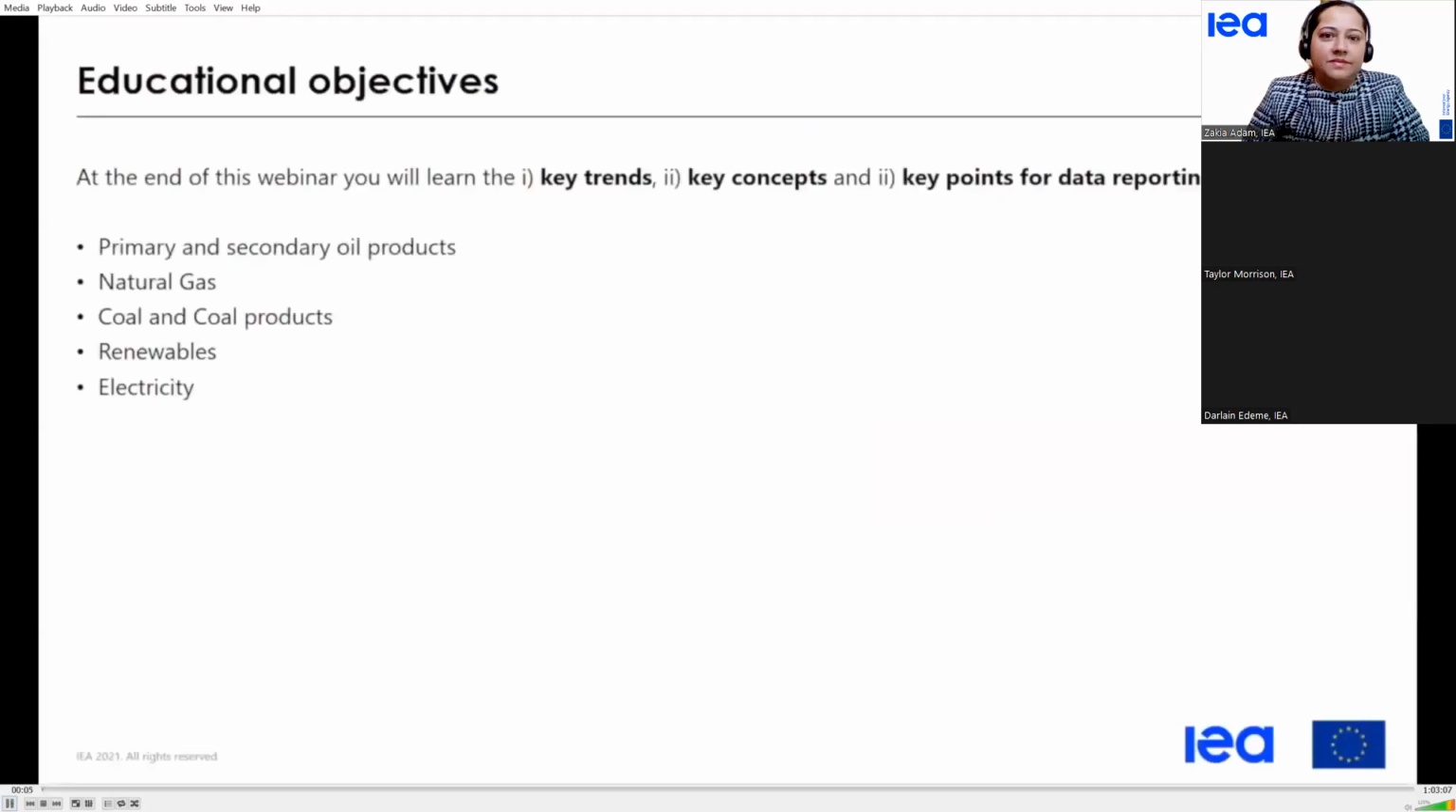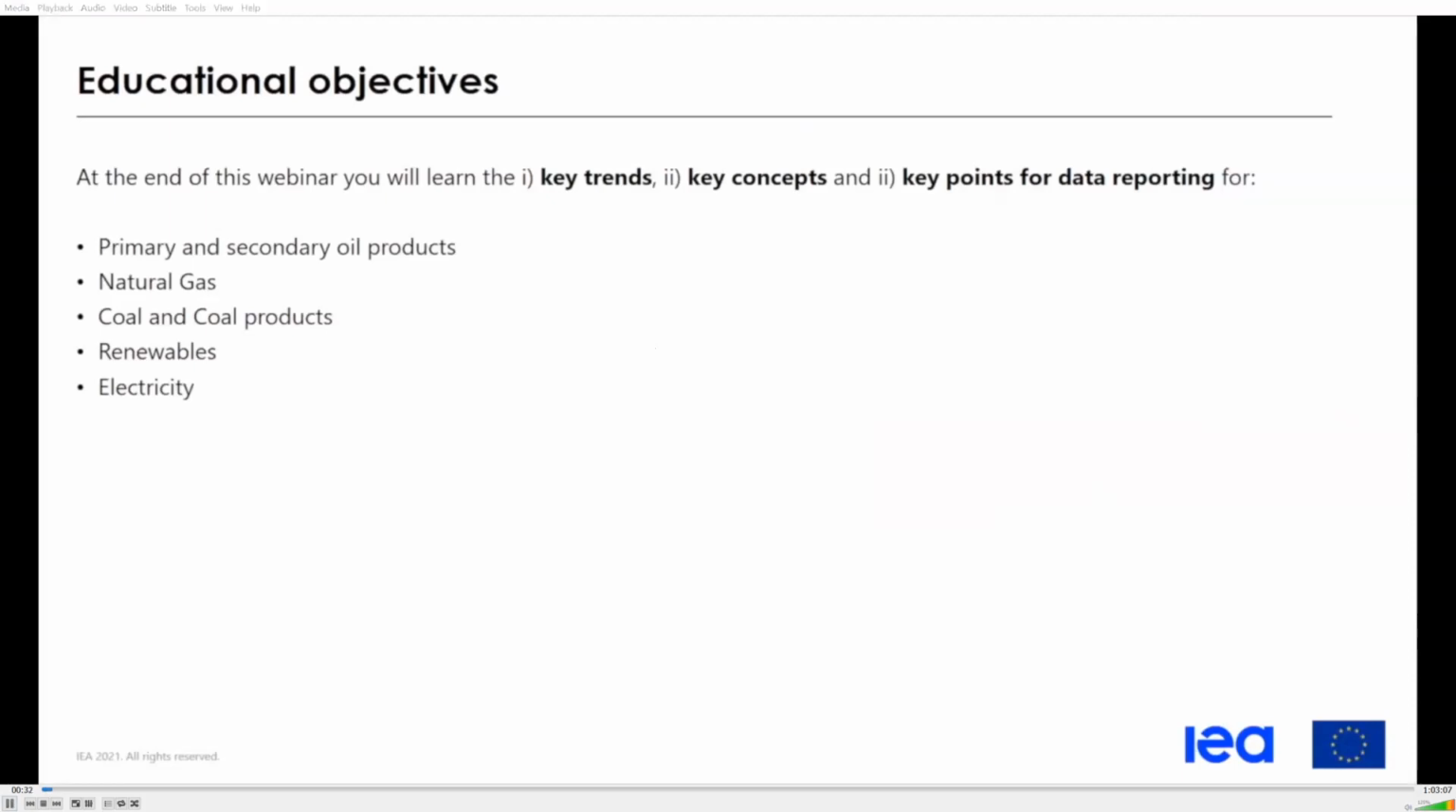This presentation will be in 5 parts, one for each of the main classifications of our energy commodities. And for each of those parts, we will see first the key trends, then the key concepts, and finally some key points for data reporting. And this will be done for primary and secondary oil products, natural gas, coal and coal products. Also for this part, we will go quickly since coal is not an energy commodity used a lot on the African continent. And then we discuss renewables and electricity.